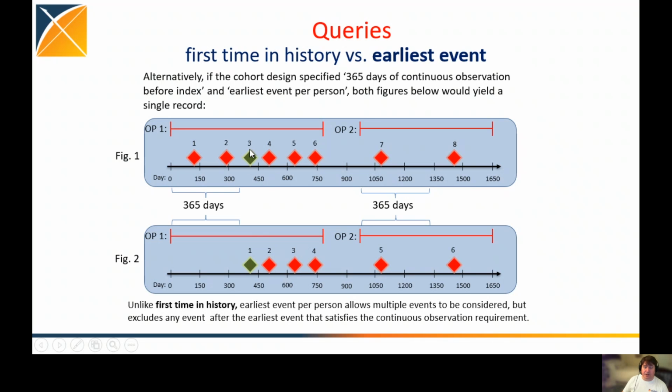In this case, it will be the third record in history, but the earliest record that is after the 365 days of continuous observation. So unlike first time in history, earliest event per person allows multiple events to be considered, but excludes any event after the earliest event that satisfies the continuous observation requirement.